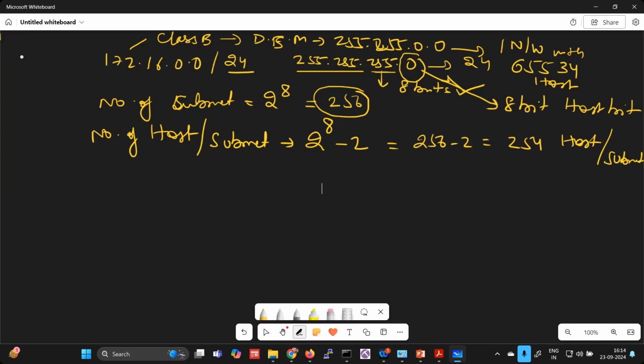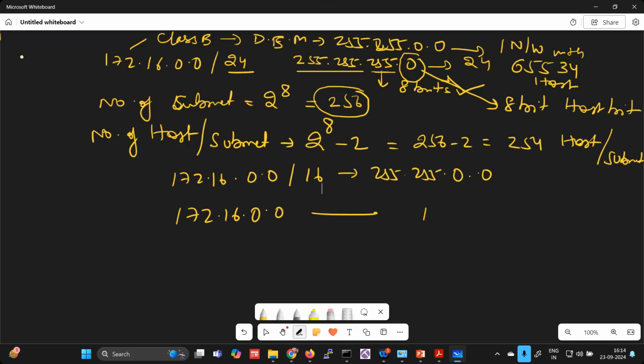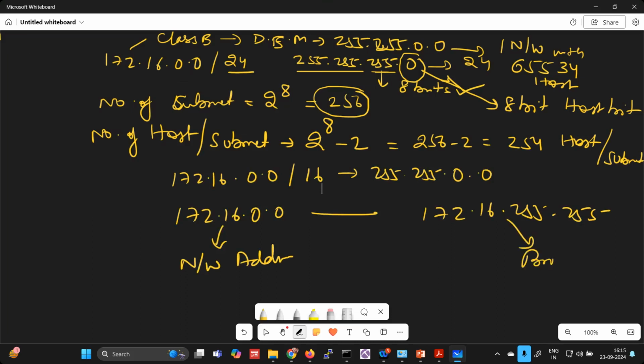And originally, before doing the subnetting, our /16 meant 255.255.0.0. So what was the first IP? 172.16.0.0. What was the last IP? 172.16.255.255. So this first IP, originally, in the case of the default subnet mask, is the network address, and the last one is the broadcast IP address.